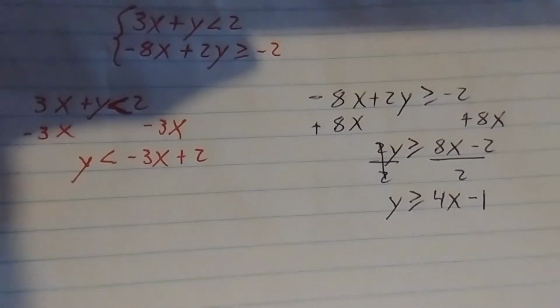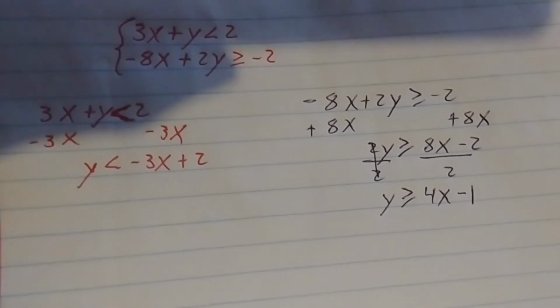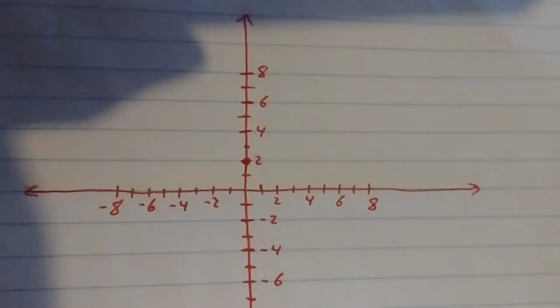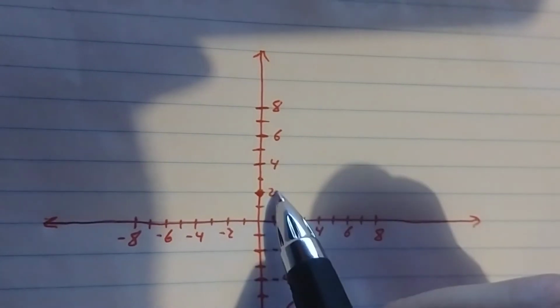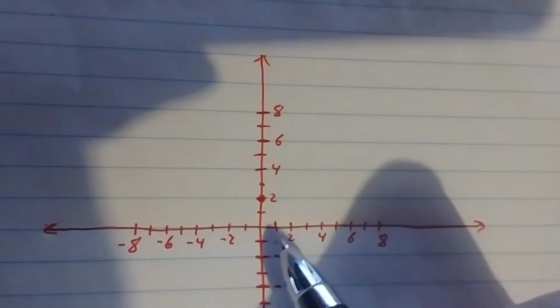That's it. These are my two inequalities now. Now I have to graph them. So let me graph the red one first. We have the red one, y-intercept of positive 2. So I'm going to go 2 up on my graph. 2 up. And I have a slope of negative 3 over 1. So it's going to be over 1, and then 3 down. 1, 2, 3. Right there's my point.